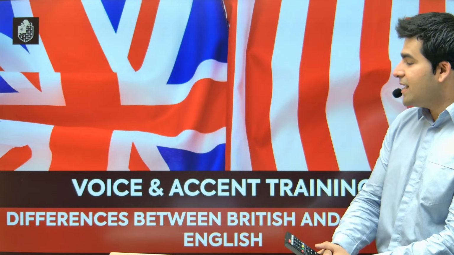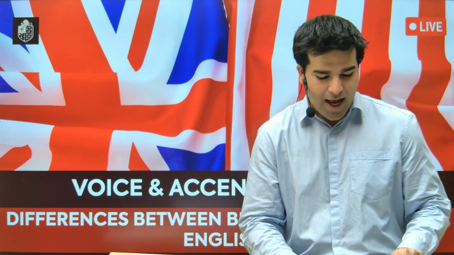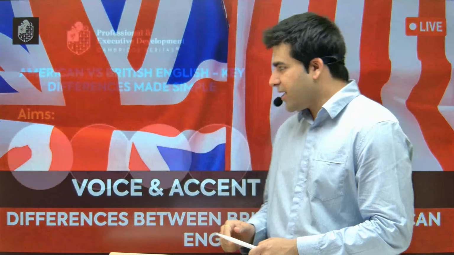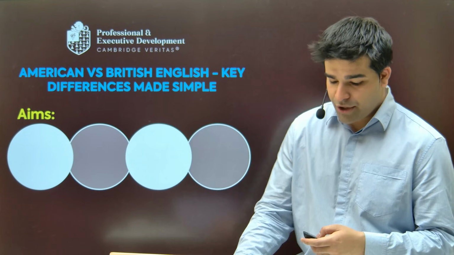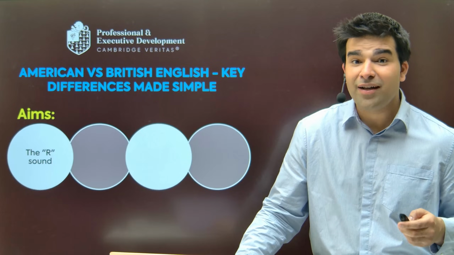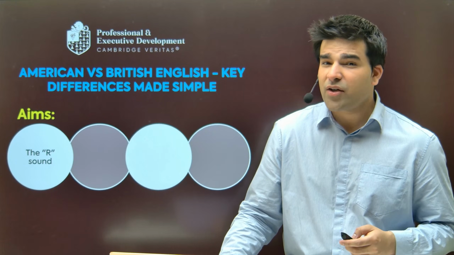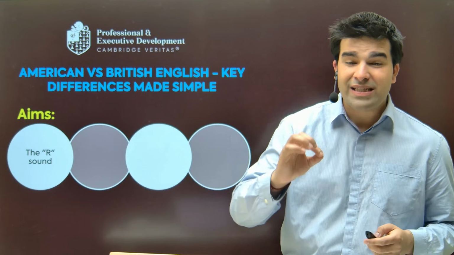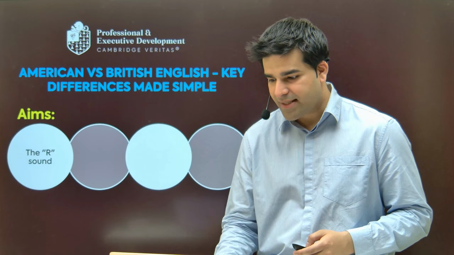Today's lesson is differences between British and American English. And here we go. The very first thing that we're going to be looking at is the agenda as usual. So number one thing that we're going to be looking at today is the R sound. It's a very hot sound. When I say hot, I mean a sound that creates a lot of problem and is the most distinctive sound in British versus American English accent.